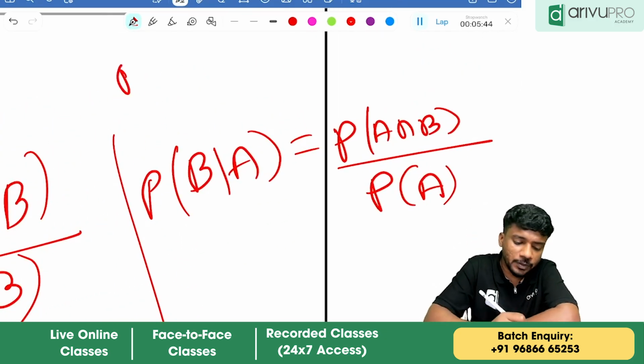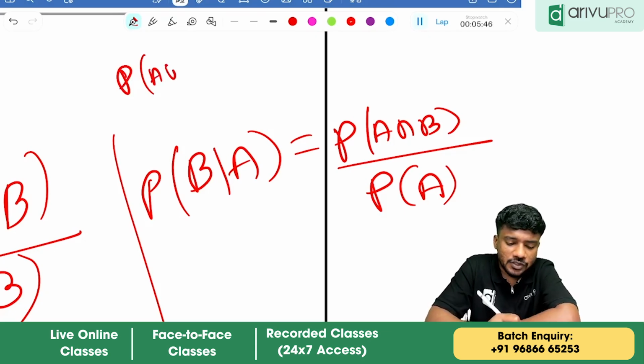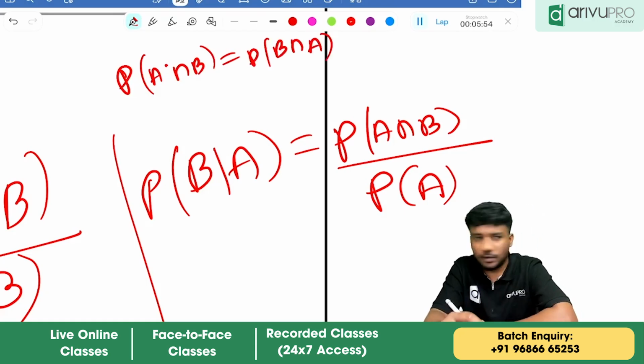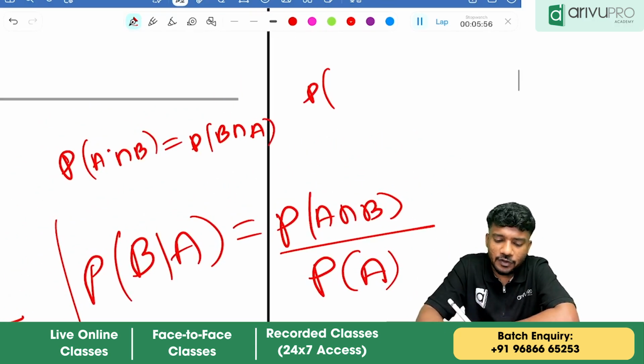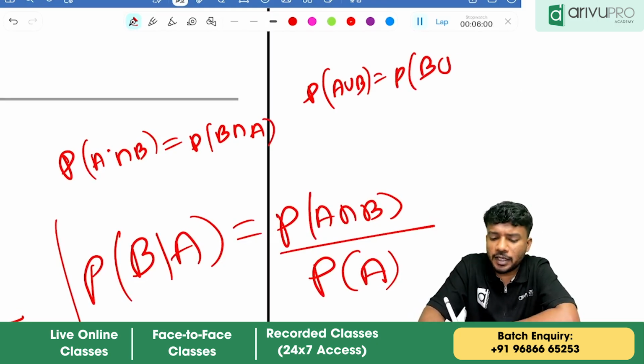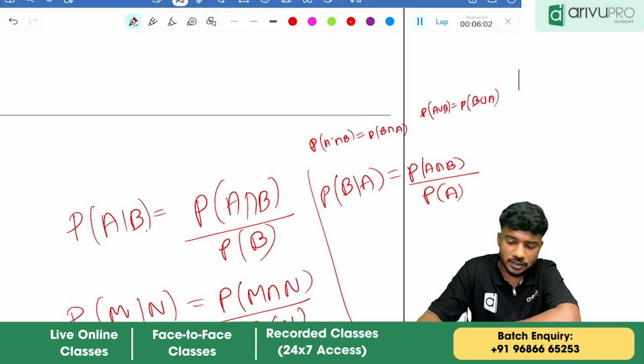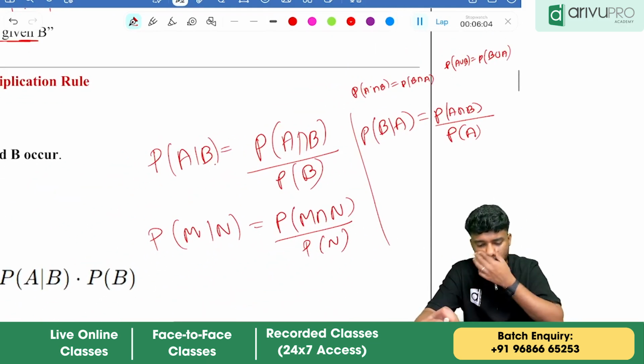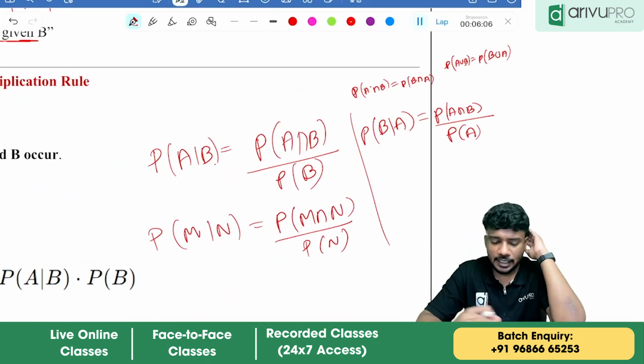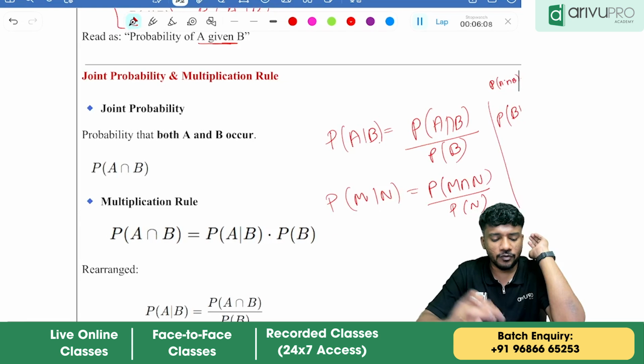Now one more thing, people. P of A intersection B is equal to P of B intersection A. Remember that. Okay, similarly P of A union B is equal to P of B union A. Both are same. Okay, yes, make a note of this. If this is done, I can tell you about this particular formula.